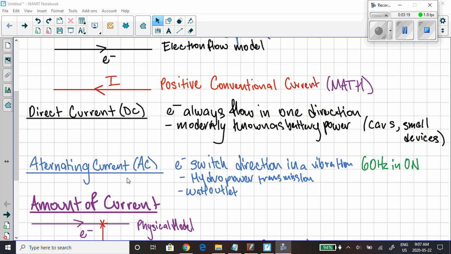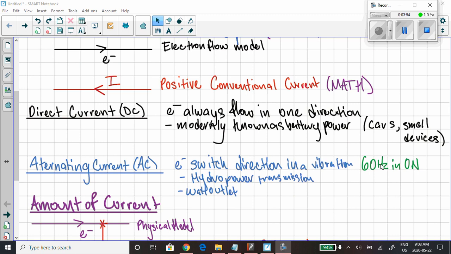The math for the next type of current, alternating current, is a little bit more difficult. Alternating current is where electrons switch direction. They vibrate back and forth 60 times a second in Ontario. That's the electricity frequency as electrons move back and forth. This is what we see when you look at the hydro wires outside or when you plug something into a wall. That's alternating current. Most of the world is at 60 hertz of alternating electrons going back and forth, right? We know about vibrations and frequency. Most of the world is at 60 hertz.